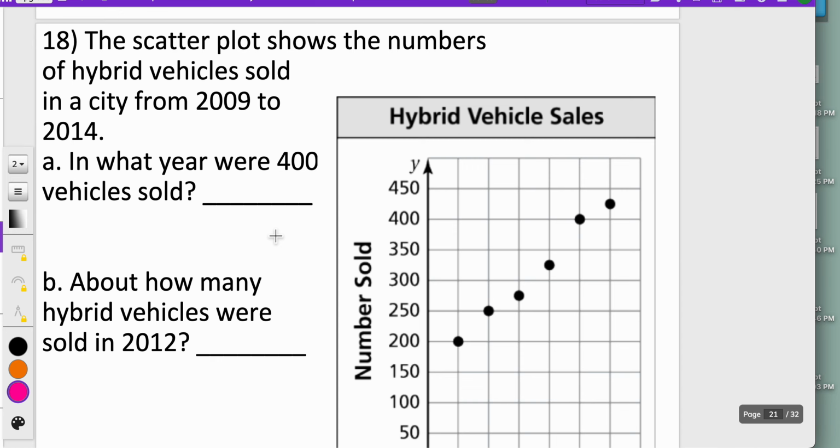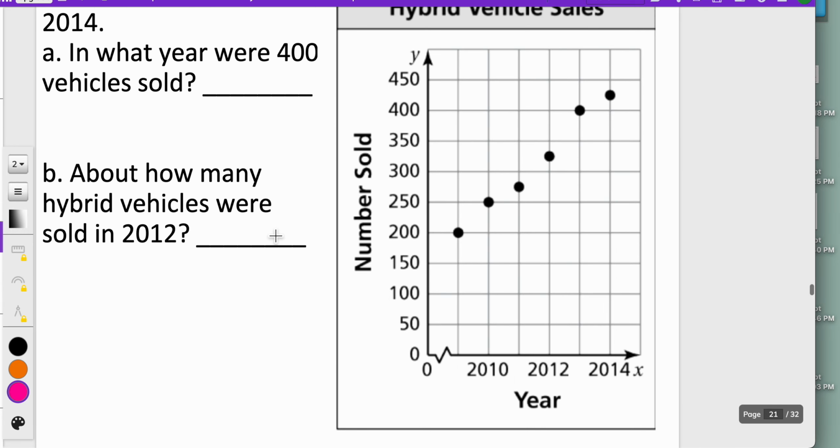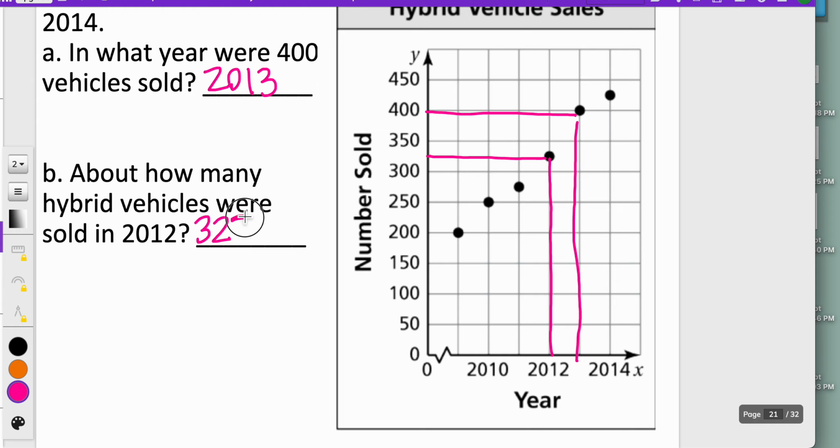All right, this scatter plot shows the number of hybrid vehicles sold in a city from 2009 to 2014, and what year were 400 vehicles sold? So I'm just looking at 400 vehicles sold, and we're intercepting right here between 2012 and 2014, so that is 2013. About how many vehicles were sold in 2012? Well, here's 2012, and I'm getting this dot, which is right between 300 and 350, so we'll say about 325.